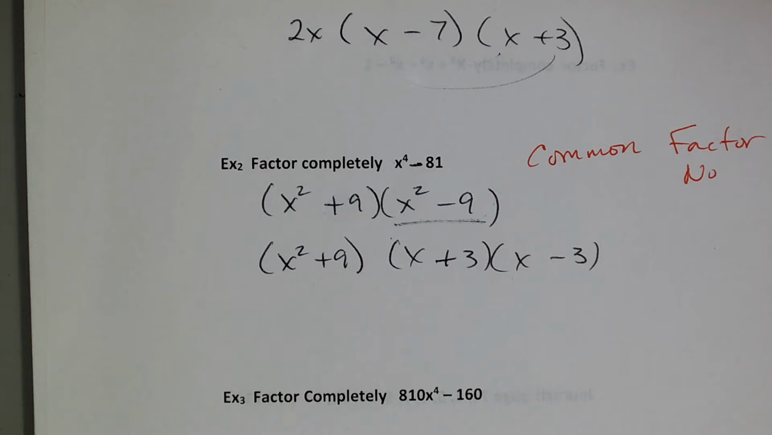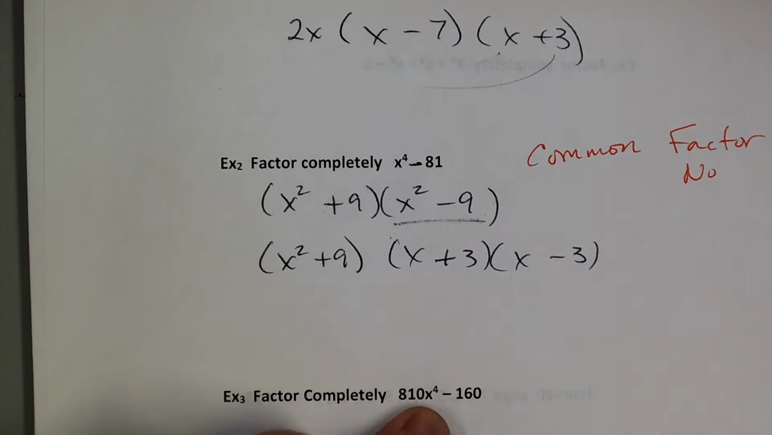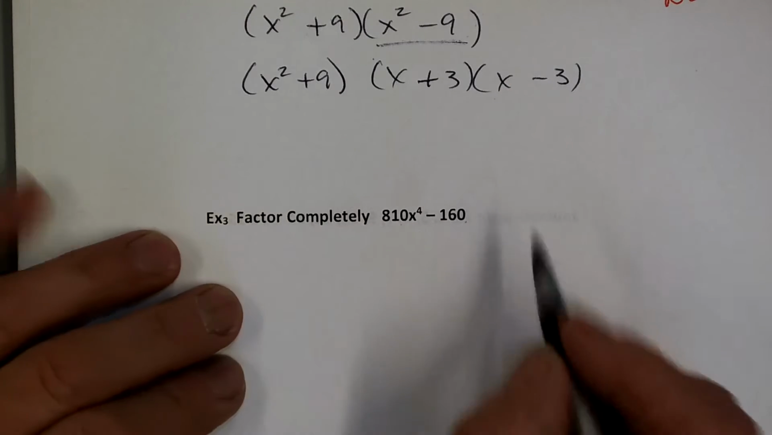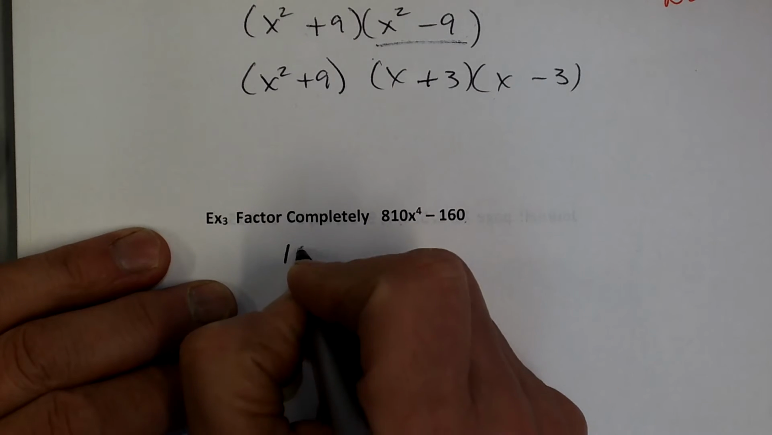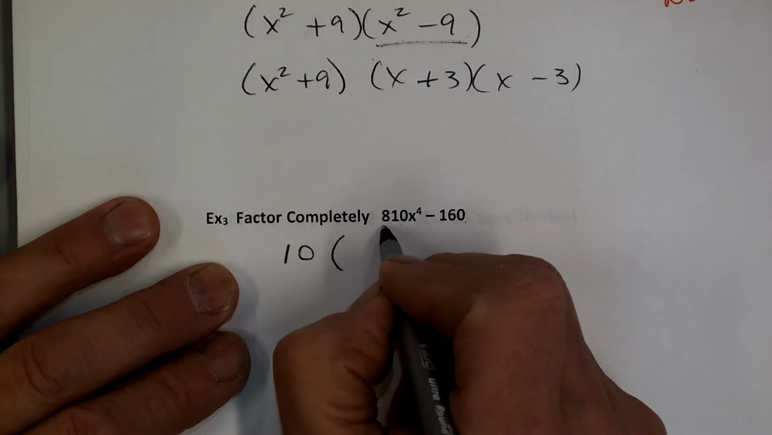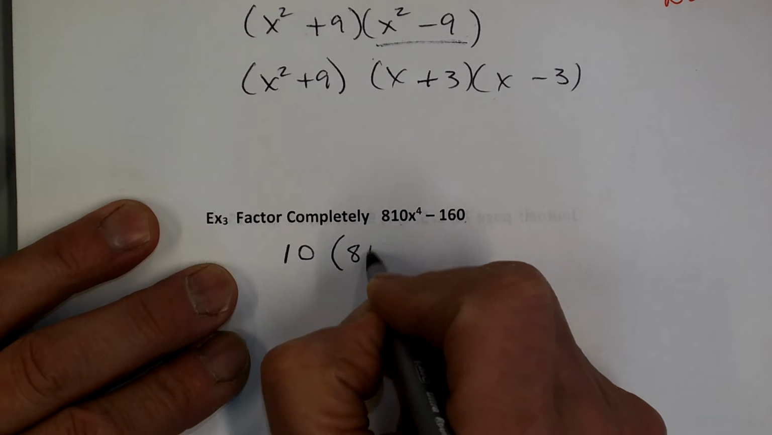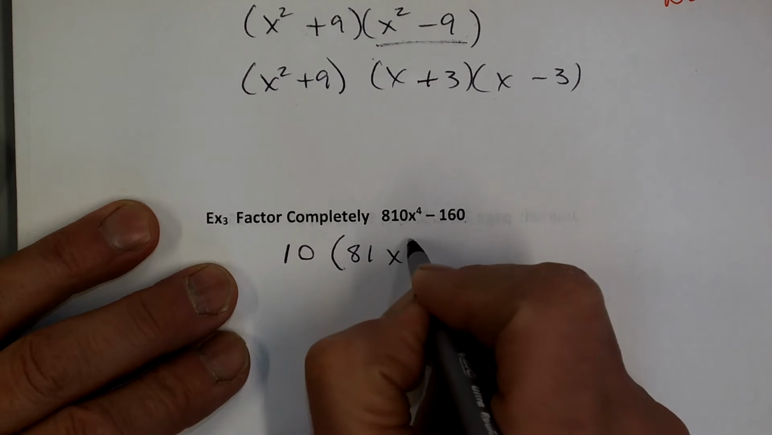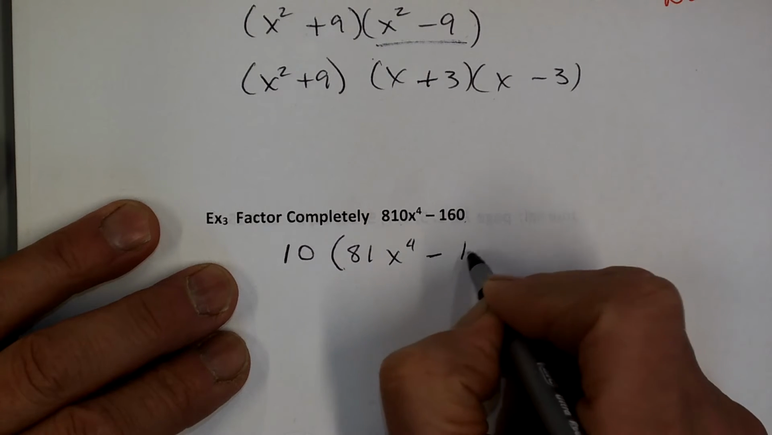Number 3. Factor completely. Wow, oh my goodness gracious. Those are humongous numbers, but I've got a calculator, okay? First of all, I know 10 goes into both of them for sure, right? You guys agree? So let's take out a 10 and see what I get. And then I'd have 81x to the 4th minus 16, okay?